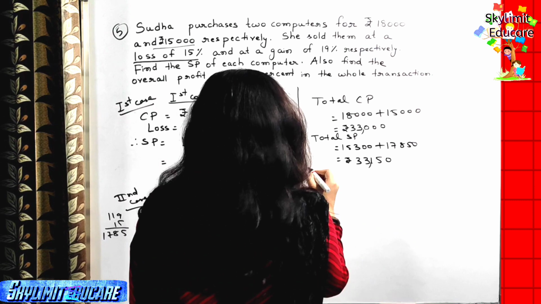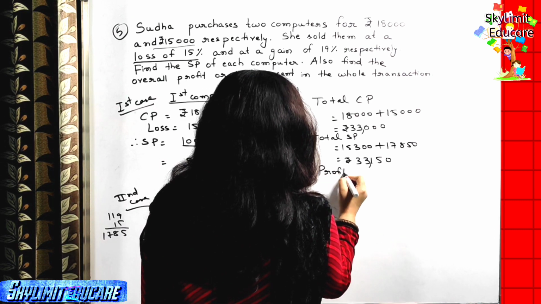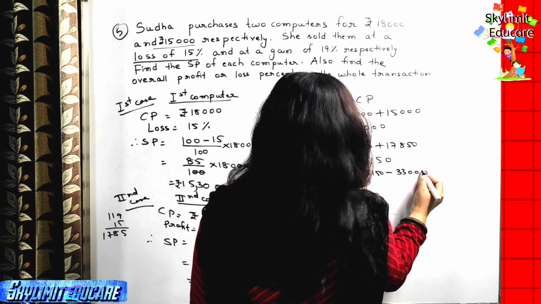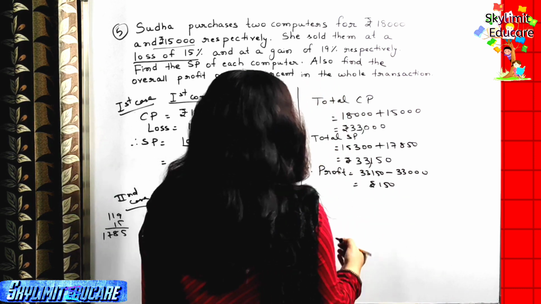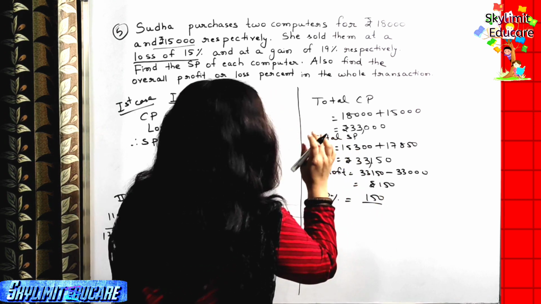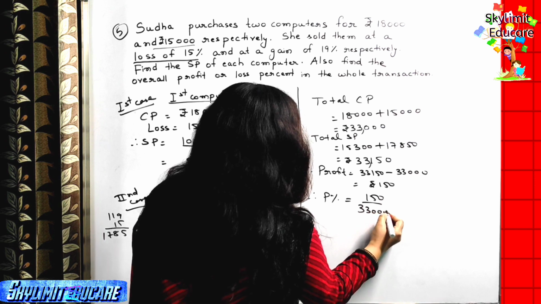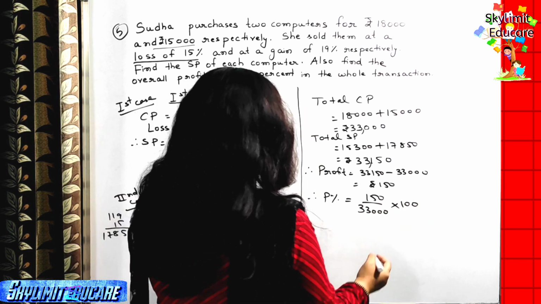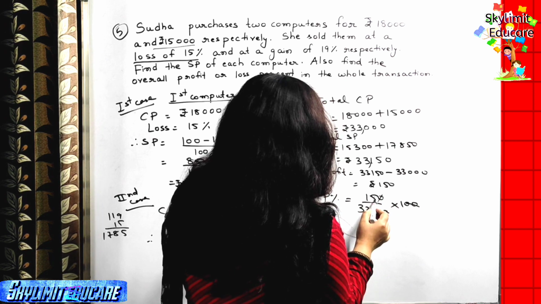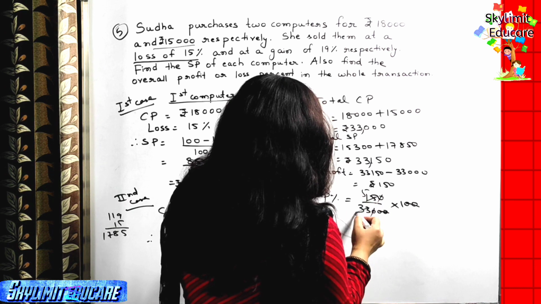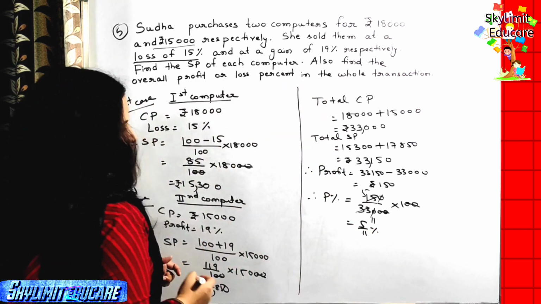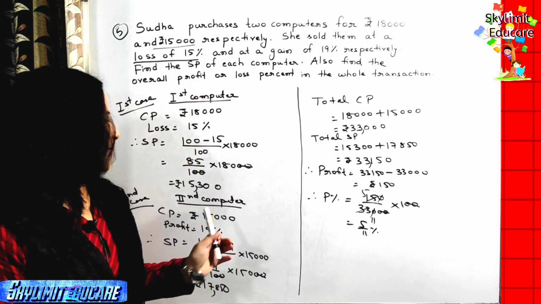So it's a profit, right? Therefore profit is 33,150 minus 33,000, so that will give us 150 rupees. And now we can also find out the profit percent. Profit by the total cost price multiplied by 100, right? So the zeros cancel out, 3 5s are 15, 3 11s are 33. So we got a profit percent of 5 by 11%.